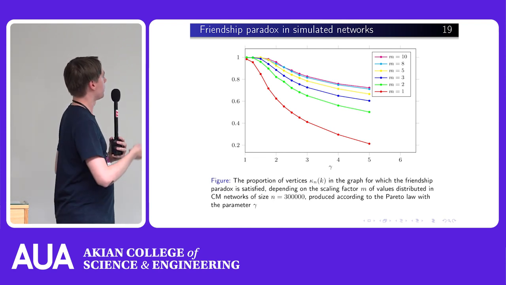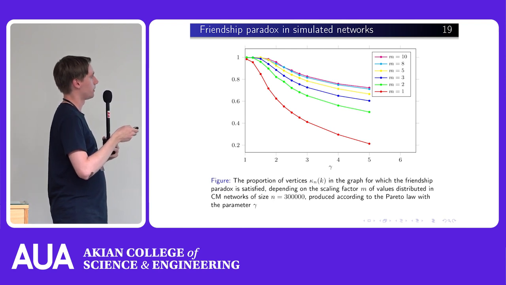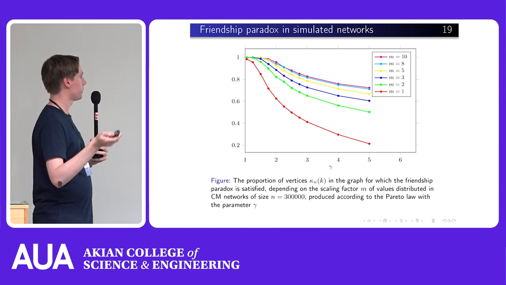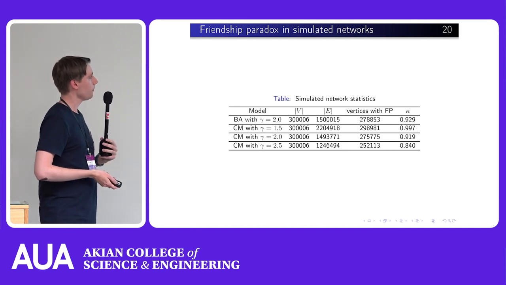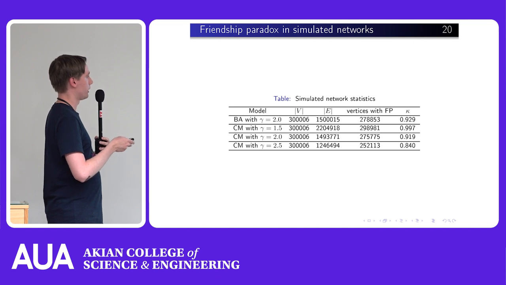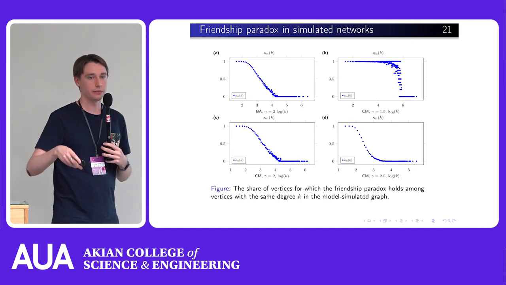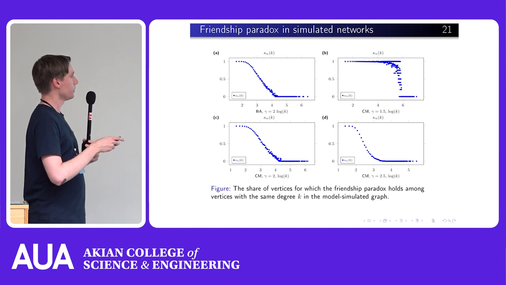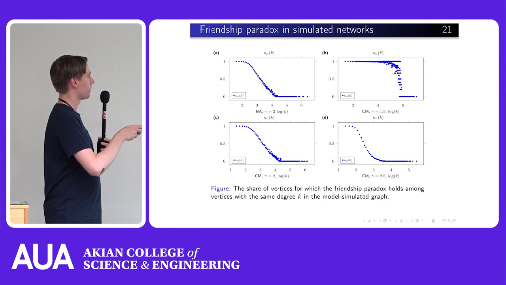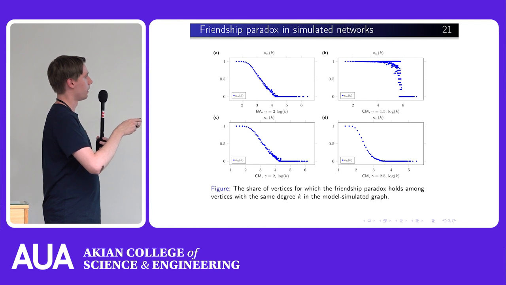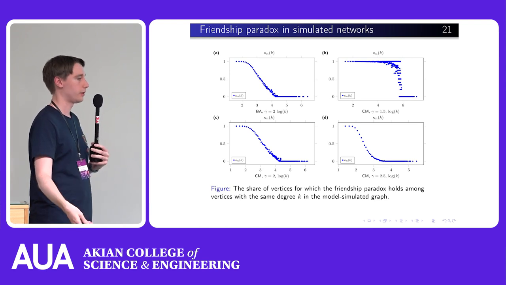But then the question arises, when the friendship index is not equal to one, for which nodes it is present and for which nodes it is not. And we'll see it for real and random networks. These are random networks that you're already familiar with, that I've shown previously. And here we see the distributions of the share of nodes for which the friendship index is higher than one, but based on the degree. So for each degree, we get the share of nodes among nodes with this degree for which the friendship index is higher than one, or for which the friendship paradox is present.